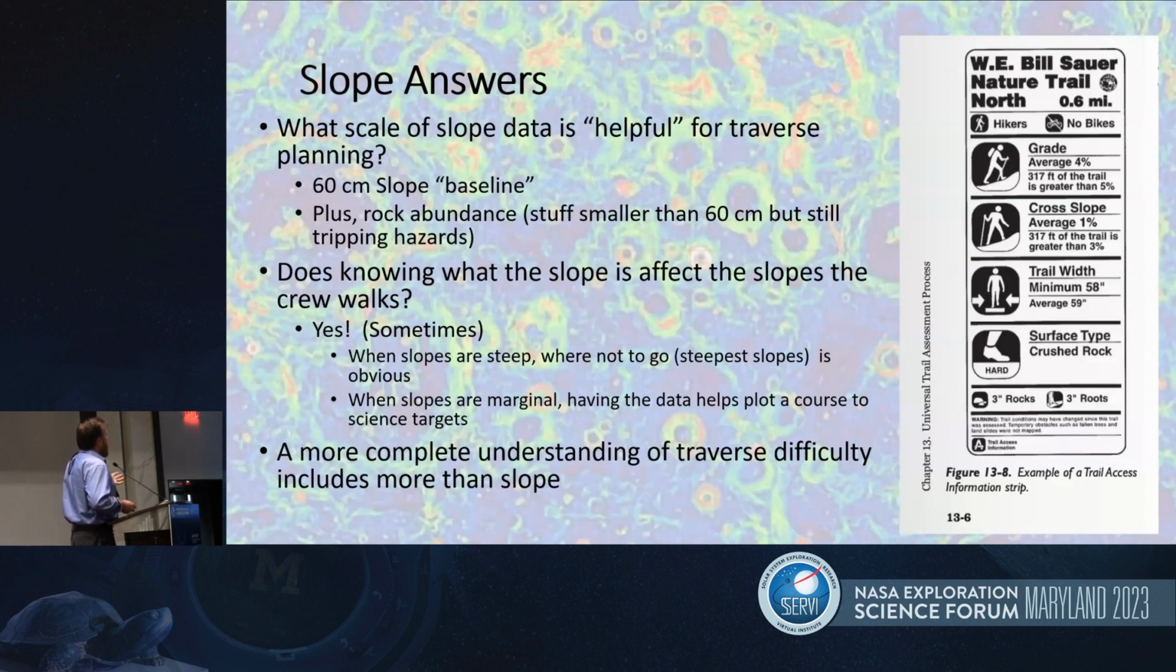Does knowing what the slope is affect where people walk, where the crew walks? Yeah, maybe sometimes. I think it depends on how complicated the site is. I think that people are not going to walk in extremely steep places, whether they have some idea of slope at their fingertips or not. But it could help. It could help plan deltas to the traverse with confidence that you're not going to get yourself into bigger trouble. Thank you for that, and happy to have questions at the end in the discussion.